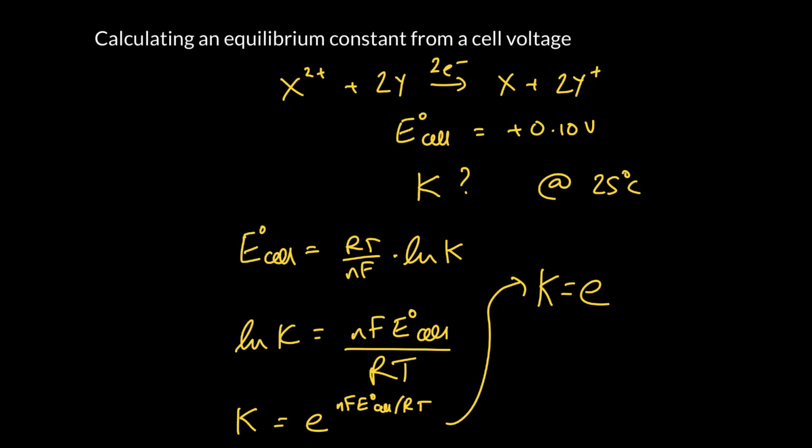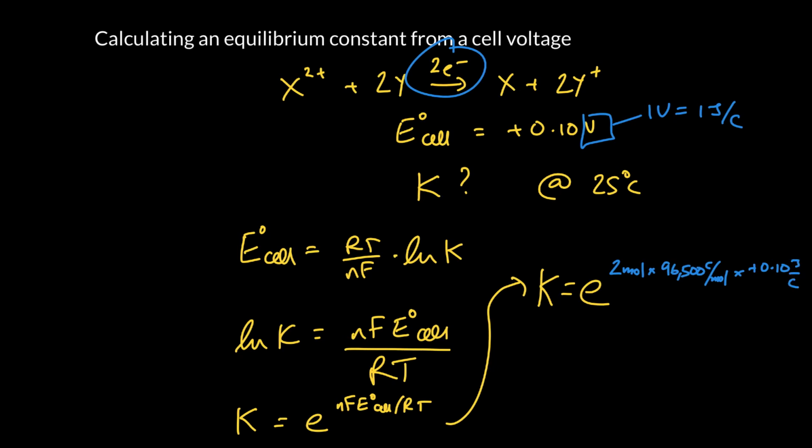So that's why in all these videos, I've tried to write the number of electrons above the arrow. So that is 2, or if you like, 2 moles. The Faraday constant is 96,500 coulombs per mole. The cell voltage was positive 0.1. Okay, now we might think about units here. We saw earlier that the volt is equal to the joule per coulomb. So the voltage is essentially the amount of energy a coulomb of charge picks up as it goes between one point and the other. So we might write that as joules per coulomb.